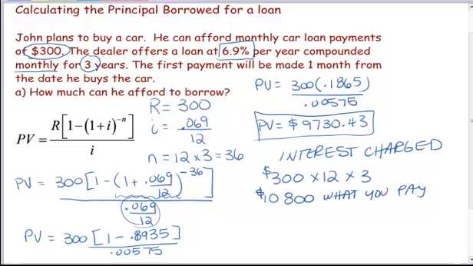So your interest, the amount that you're being charged, you're going to subtract this value, what you've paid, from your loan amount. Your loan amount was $9,730.43. And you've been charged an interest, a fee for borrowing this money of $1,069.57. And this is how you solve the present value of a loan.